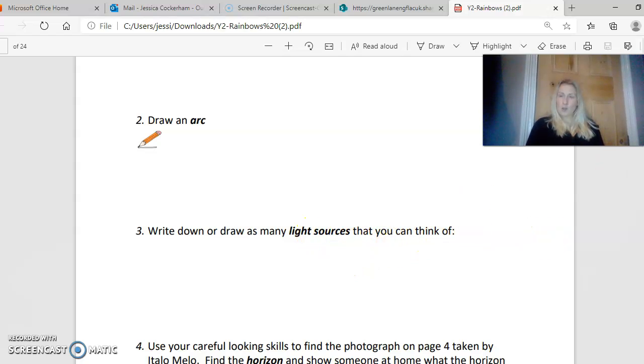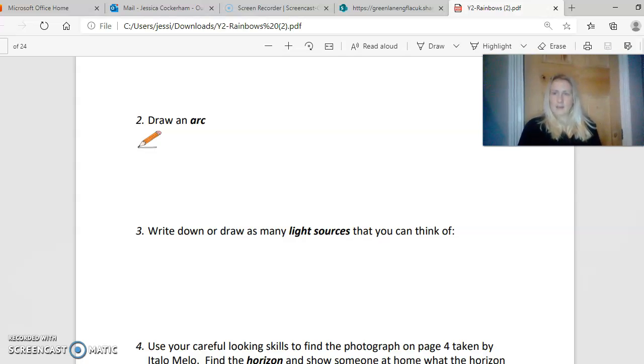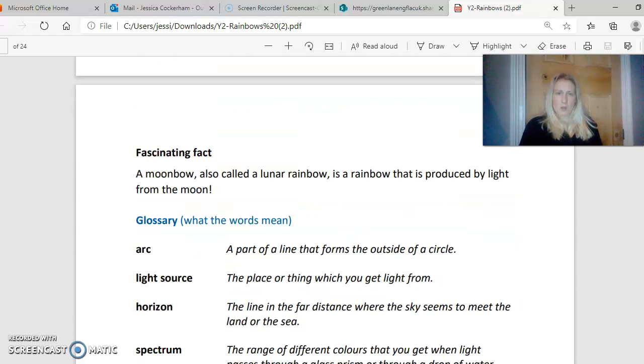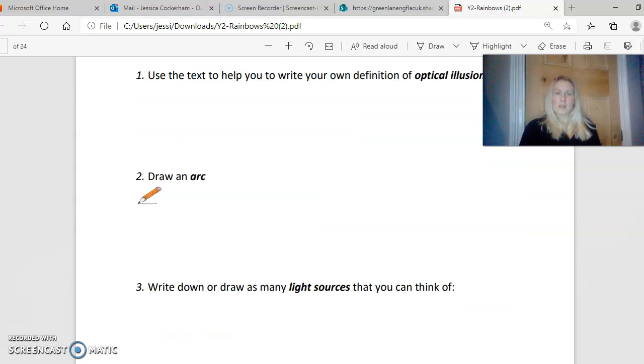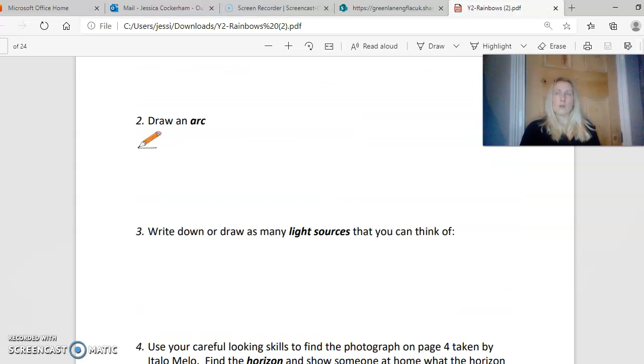So we need to go back up because I'm thinking here, what is a light source? Okay, can't quite remember, so I'm going to go back up here to see what it said. A light source. Well, I can find it in the glossary, what the words mean, the place or thing where you get light from. Talk to the person next to you about where you think you might get some light from. Give you a couple of minutes. You can pause this video if you want while you think of it.